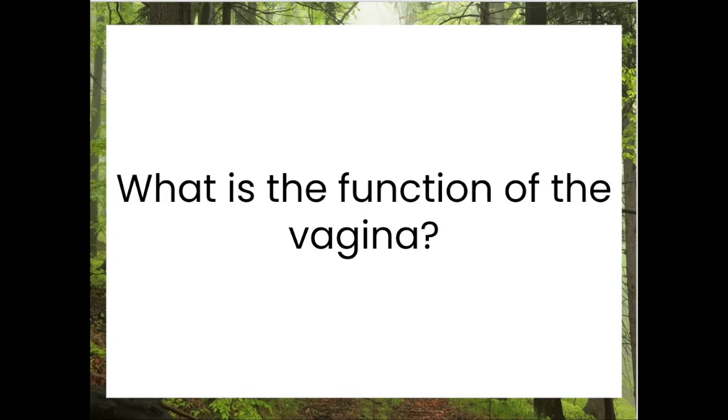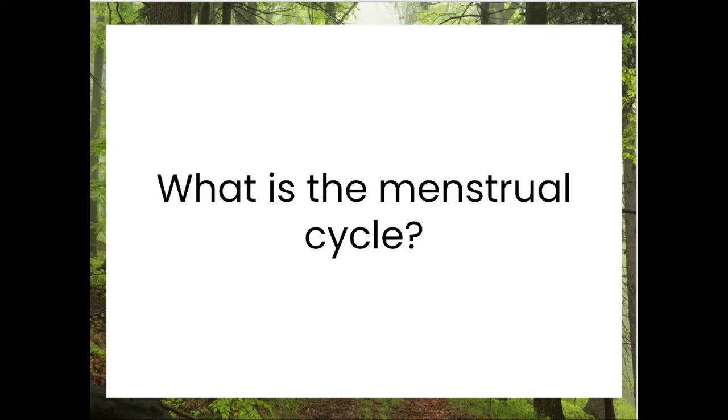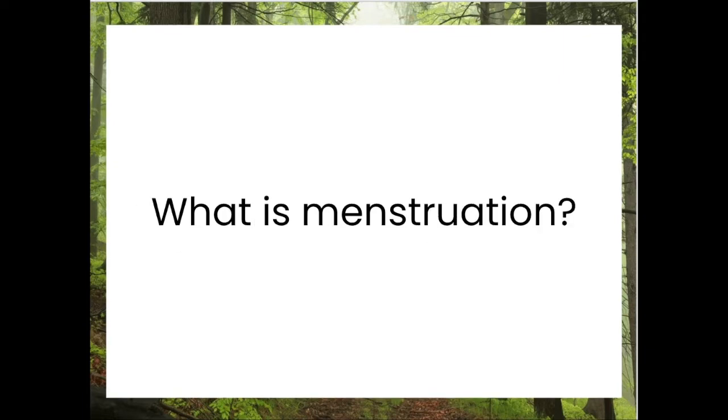What is the function of the vagina? Sperm enters the uterus through the vagina and a baby exits the uterus through the vagina. What is the menstrual cycle? The menstrual cycle is a monthly hormonal cycle that prepares the uterus to carry a baby.